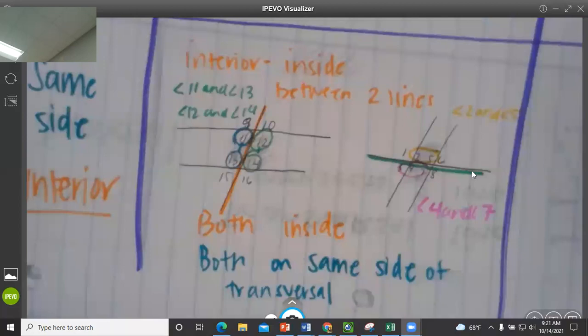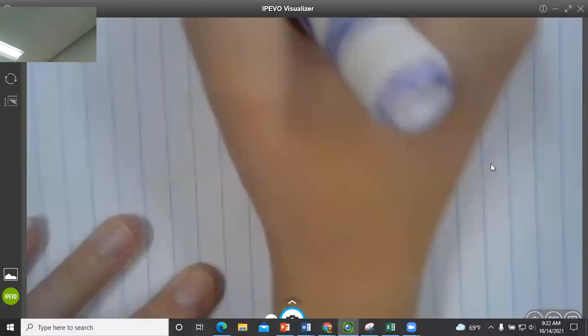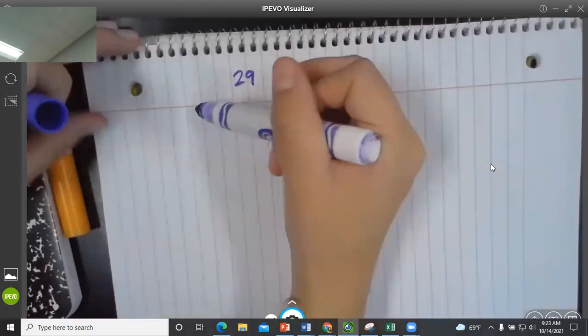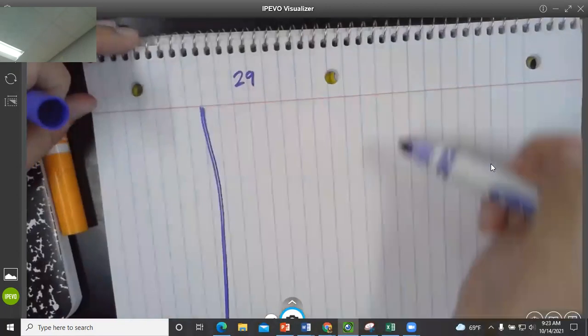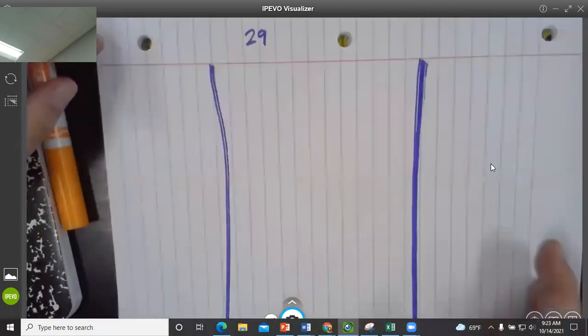All right, put your pencil down when you're done because I'm going to go to the other page. All right, please go to page 29 now. On 29, we're going to do the same amount of boxes. We'll have 6 boxes. We'll have 3 columns and 2 rows.